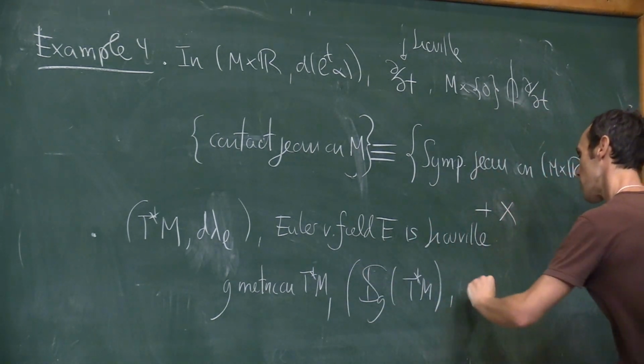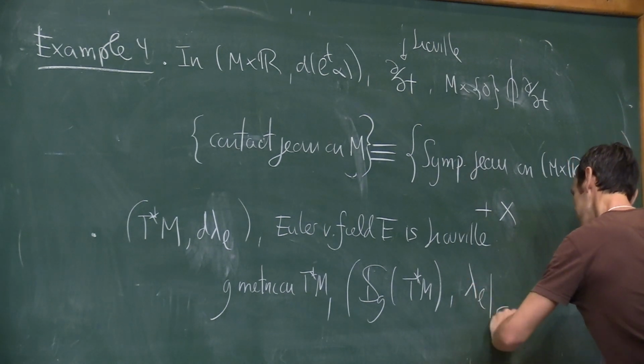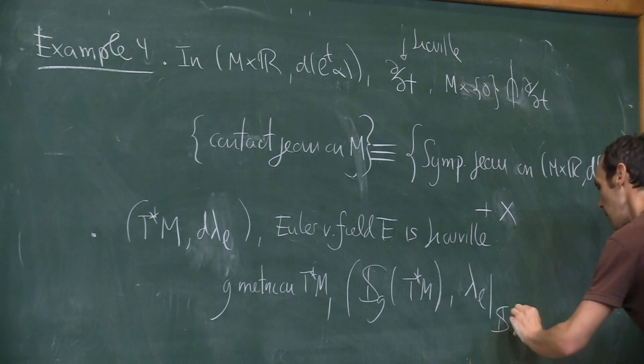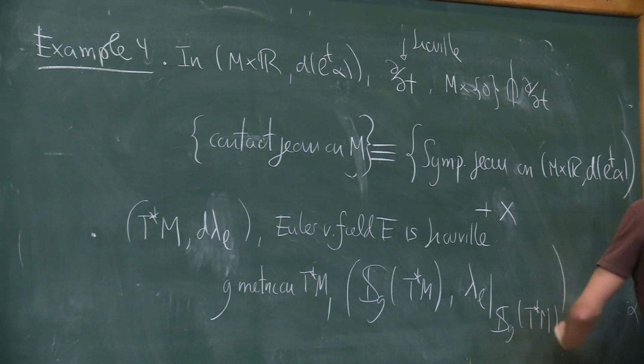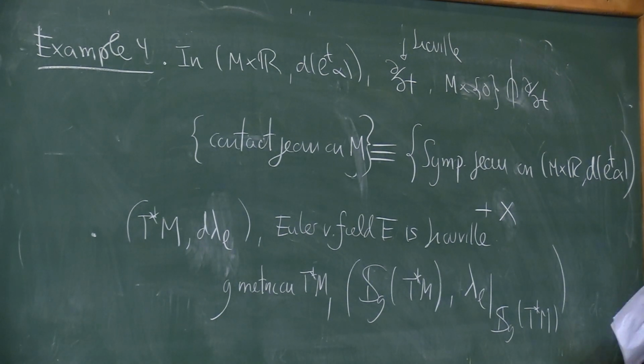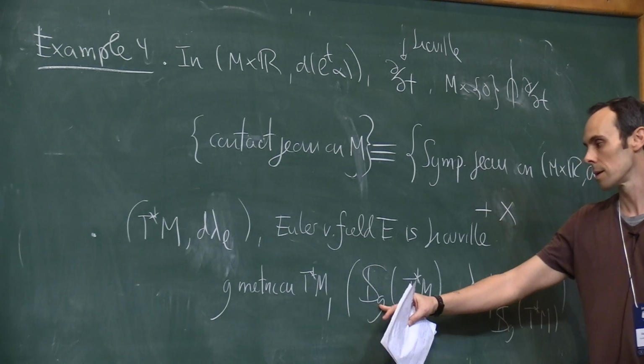And when you run that construction, you end up with the restriction of the Liouville 1-form to the sphere bundle. So again, that doesn't give you anything new. However, this combined with Gray's theorem essentially tells you that all these contact structures are the same.